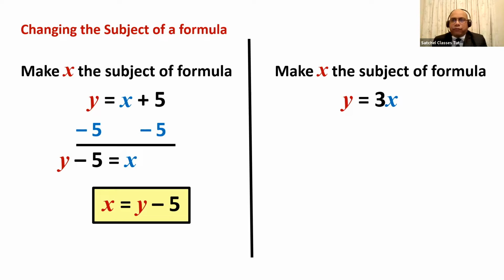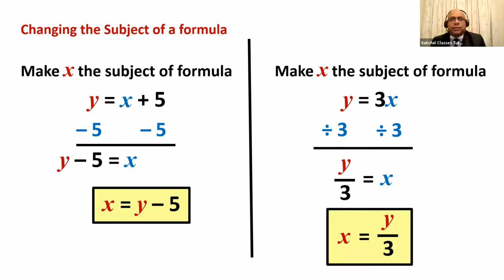So in this case, we have 3 on the same side as x, but 3 is getting multiplied to x, correct? So to get rid of 3, I need to do the inverse operation, which in this case is divide, right? So if I divide by 3 on both sides, I'll be left with x on the right hand side, because 3 divided by 3 is 1. So x is on its own on the right hand side. And on the left hand side, I'll have y divided by 3. As you can see, we have already changed the subject to x equals y divided by 3, right? We have changed the subject to x this time.